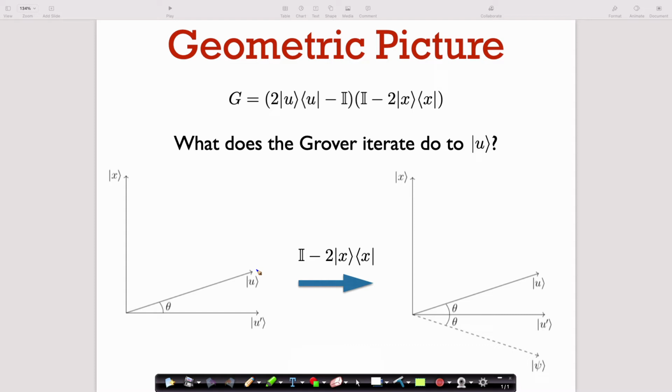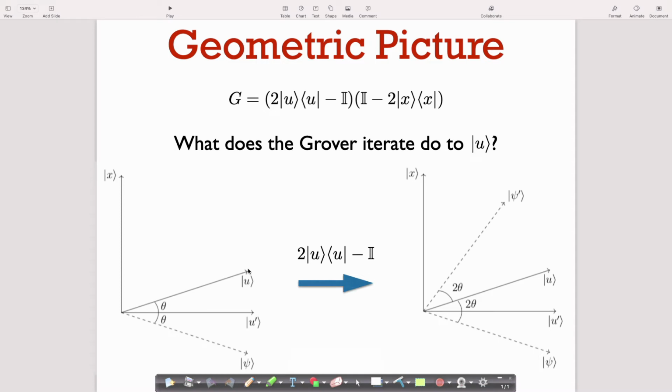Now let's look at the action of the Grover iterate. We're going to start out by seeing what the Grover iterate does to the uniform superposition. So let's say we start out in this vector here, the uniform superposition, and now we apply the oracle. That's just a reflection in the plane orthogonal to x. Since we start out making an angle theta with the state orthogonal to x, this is just going to flip us down to this state here.